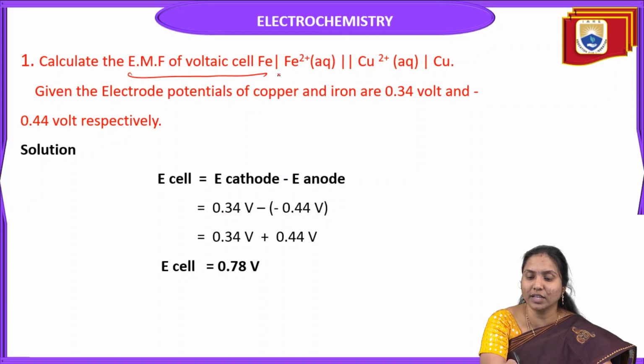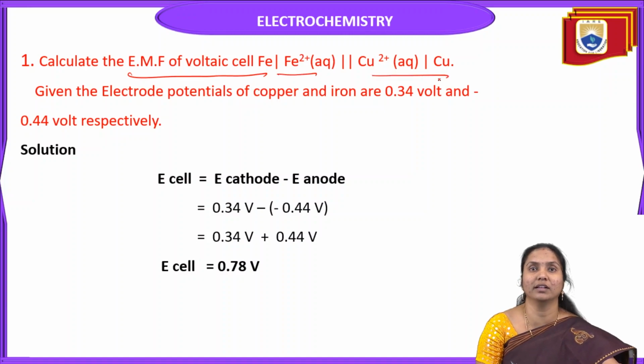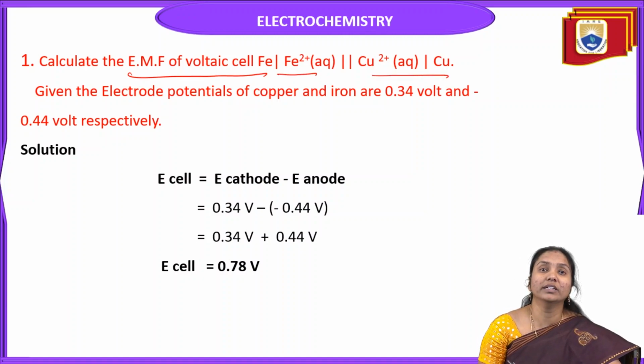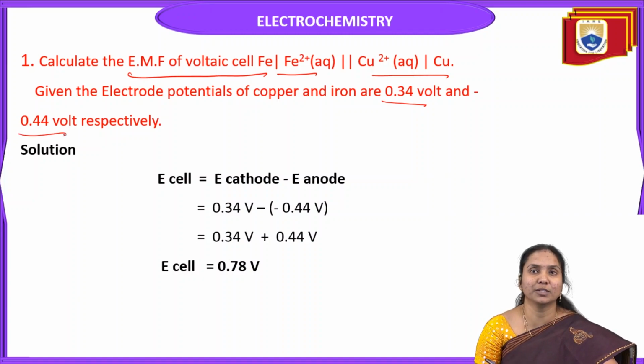Here the combination is an iron and copper voltaic cell. The electrode potentials of copper and iron are given as 0.34 and minus 0.44 volts respectively. So the iron electrode potential is minus 0.44 and the copper electrode potential is 0.34. Now calculate the EMF of this cell. What is the meaning of EMF?